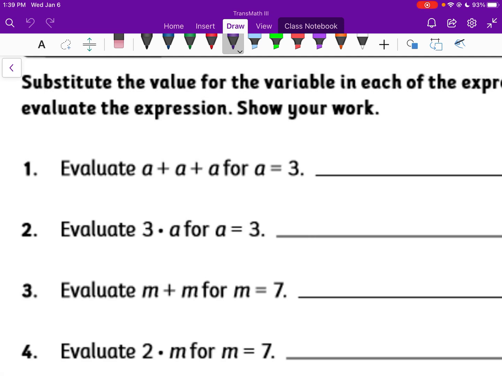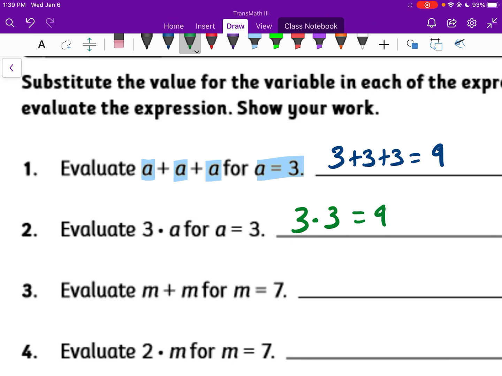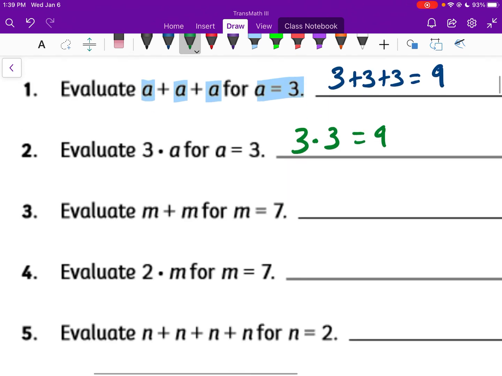So now remember, when we do this, a is equal to 3, so anytime you see a, you're replacing it with 3. So in this case, it's saying 3 plus 3 plus 3, which will give us a total of 9. Now number 2, evaluate 3 times a, so when a is equal to 3. So 3 times a, which we said was 3, which will give us 9.